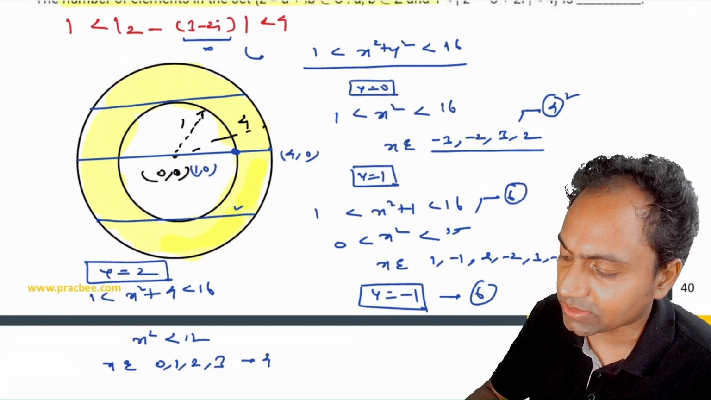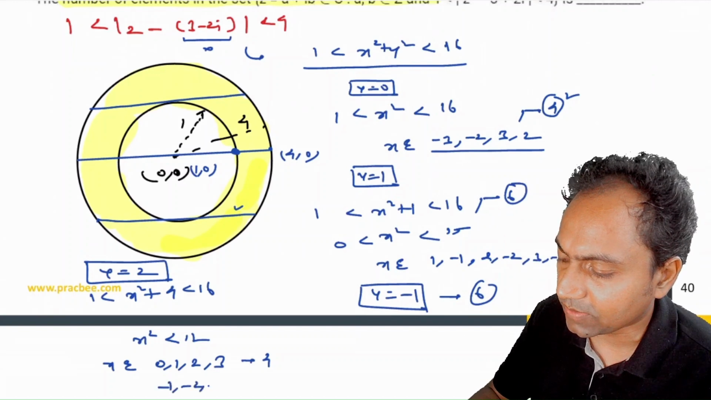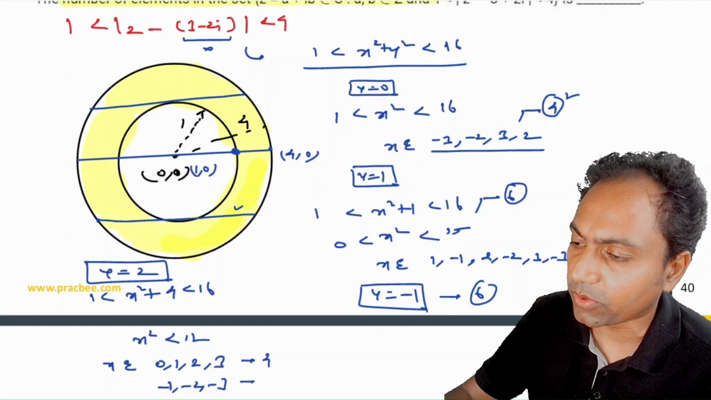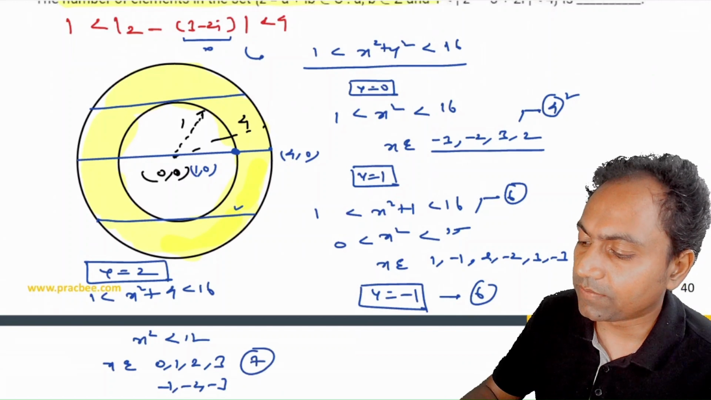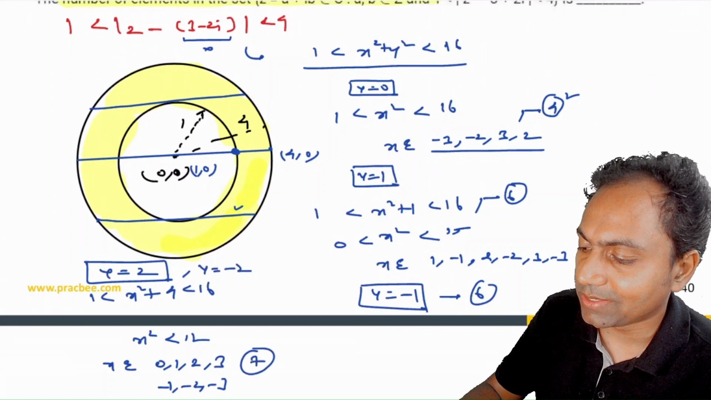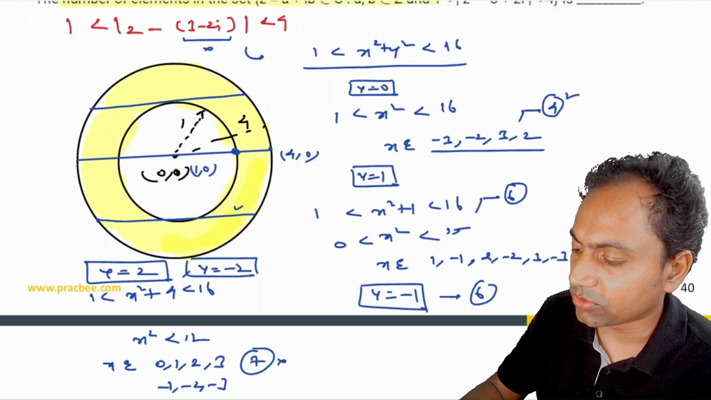Corresponding to this, a value of x can be negative also. So -2, -1 and -3 is also possible. So these 3 more points will make it total 7 points. Now this can also happen for y is equal to -2. Considering that, we also need to multiply by 2.